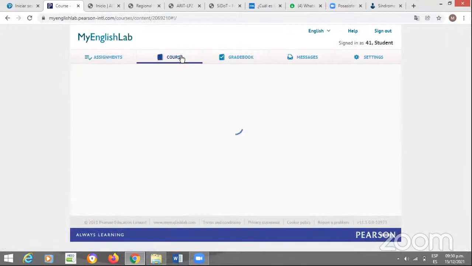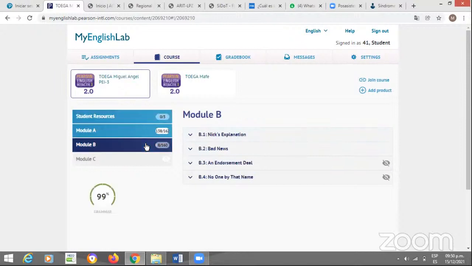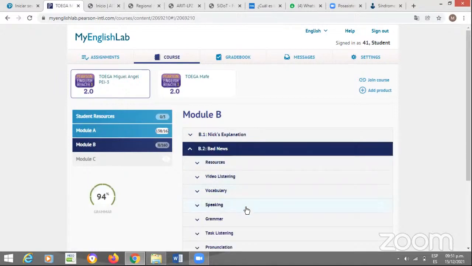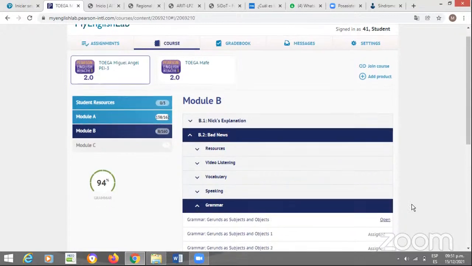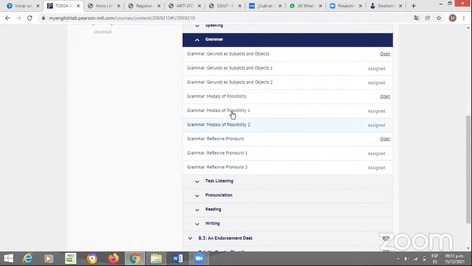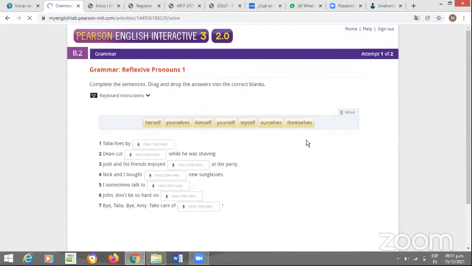And let's go to module B, right? To module B, unit 2. Yes, and grammar. And let's go to the third grammar, reflexive pronouns 1, right? The one that is assigned. No, down, down, down, down, down. This is the one that is assigned, reflexive pronouns 1. Okay, so let's do this.